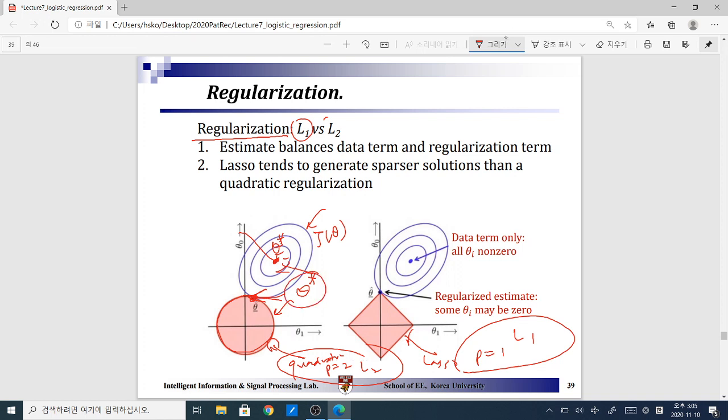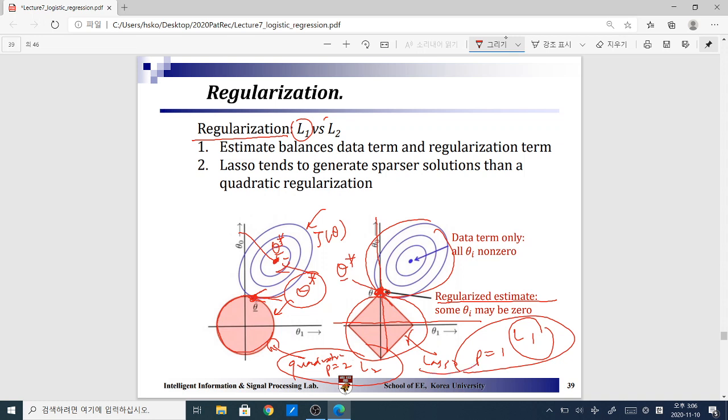And similarly, for the L1 case, the regularized estimate would actually be on these two axes, and this particular axis is where these two error functions meet. One has to do with the data, which is this, and one has to do with the regularization. So this is the one that we are looking for as far as theta hat is concerned.